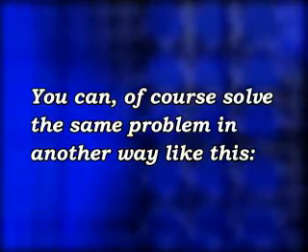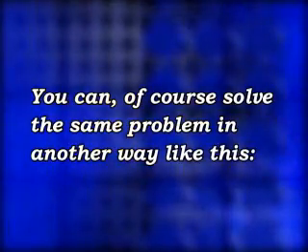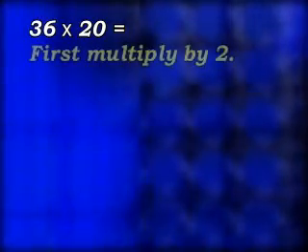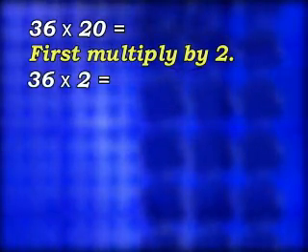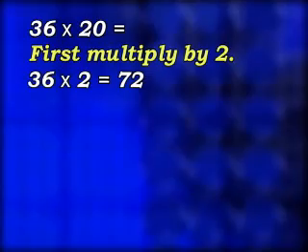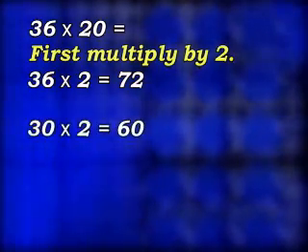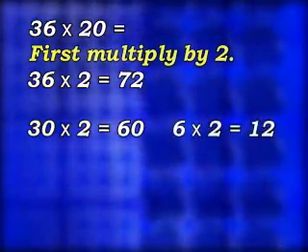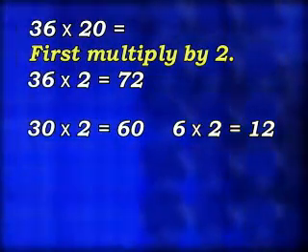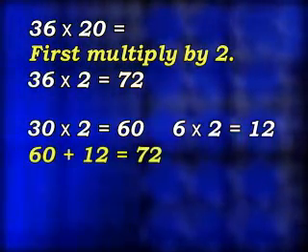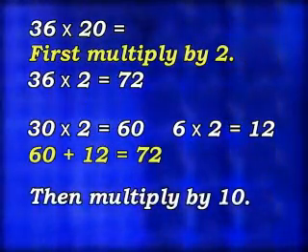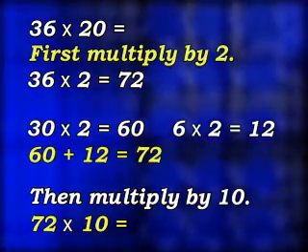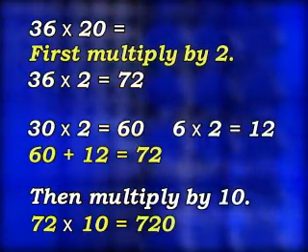You can, of course, solve the same problem in another way, like this if you like. 36 times 20. First, multiply it by 2. So 36 times 2 is 72. Because 30 times 2 is 60. 6 times 2 is 12. 60 and 12 makes 72. And then multiply by 10. 72 multiplied by 10 is 720.